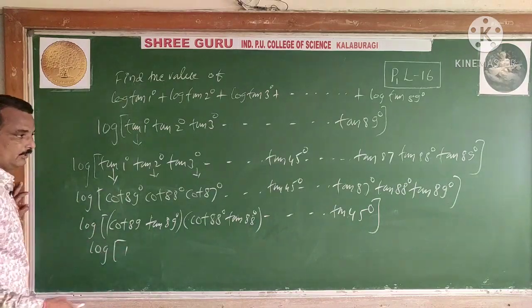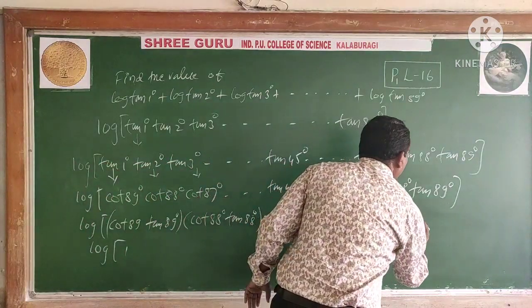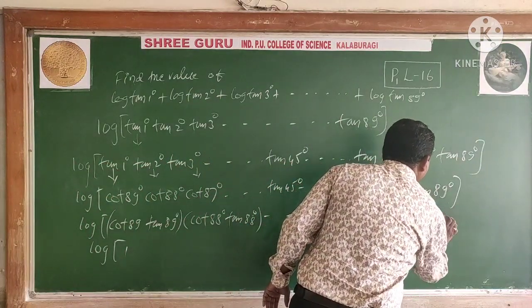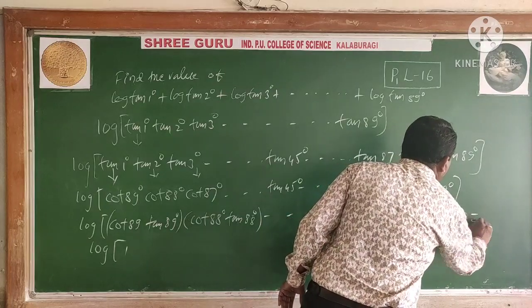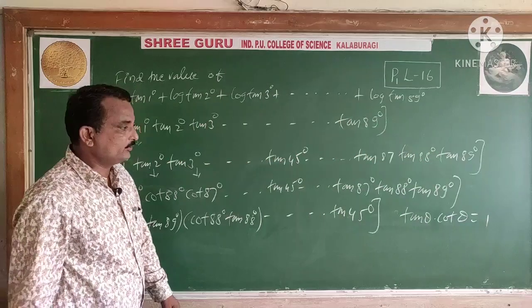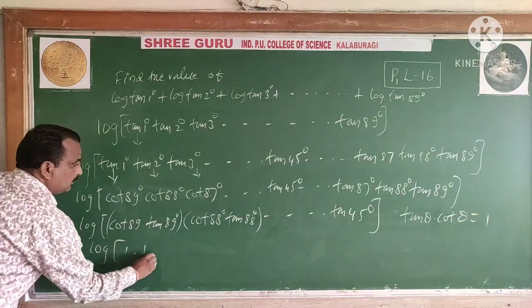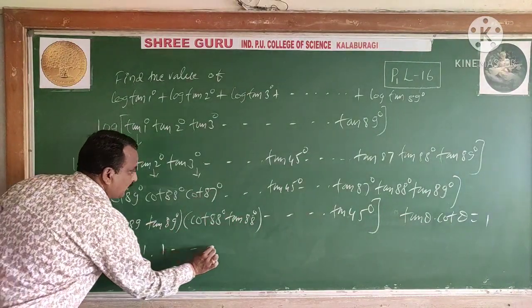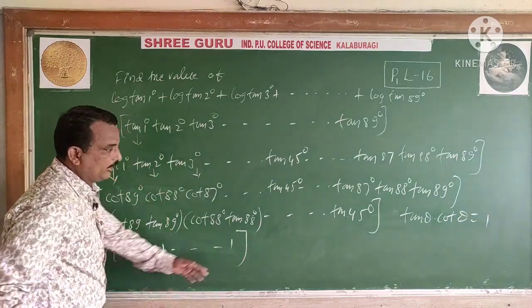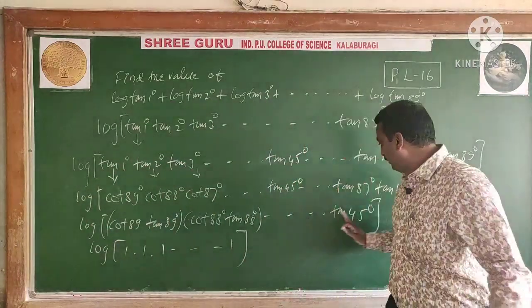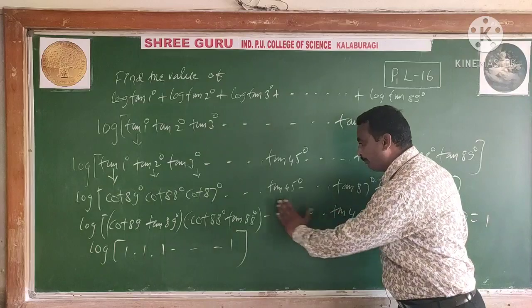This is one because of tan theta into cot theta, the reciprocal relation. Sin theta into cosecant theta is equal to 1. Cos theta into sec theta is equal to 1. This is one, this is also one, and this is 86 and 86. Like that, we have only one term remaining. What is tan 45 degree? One. All the 44 pairs are there, and only this one term remains.